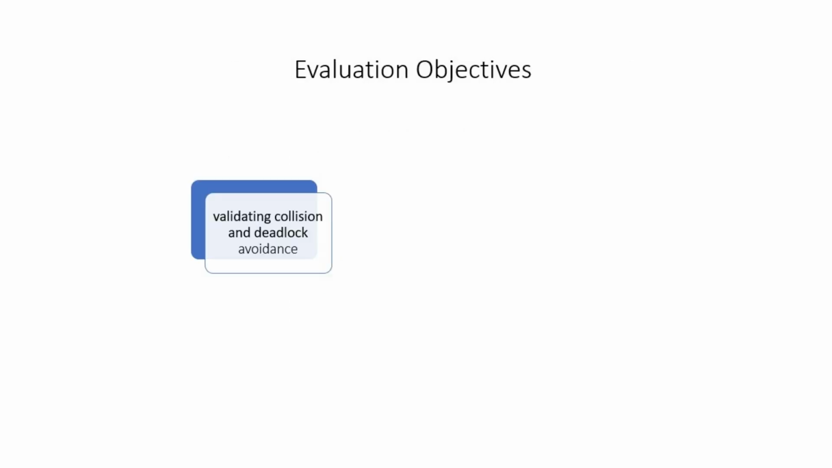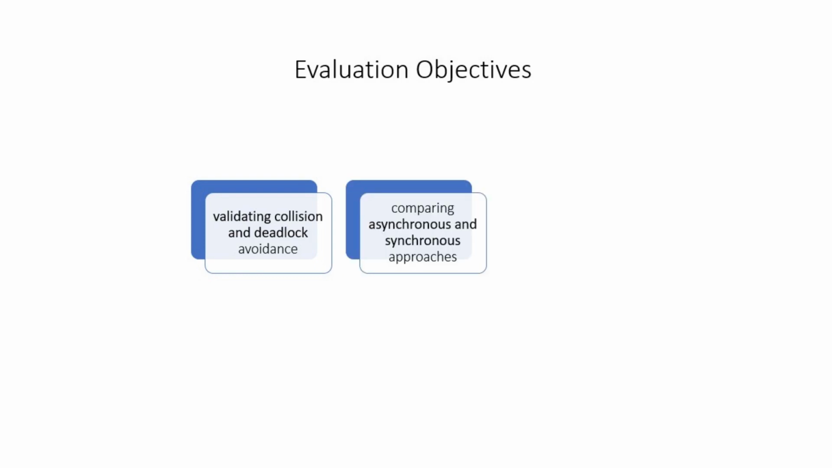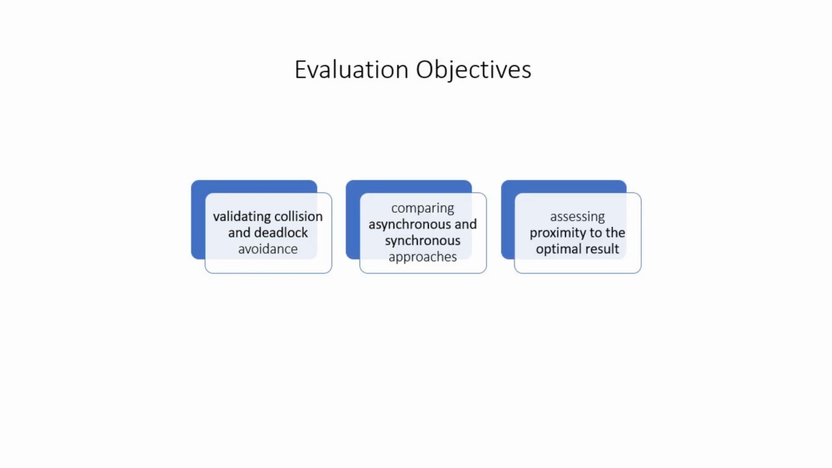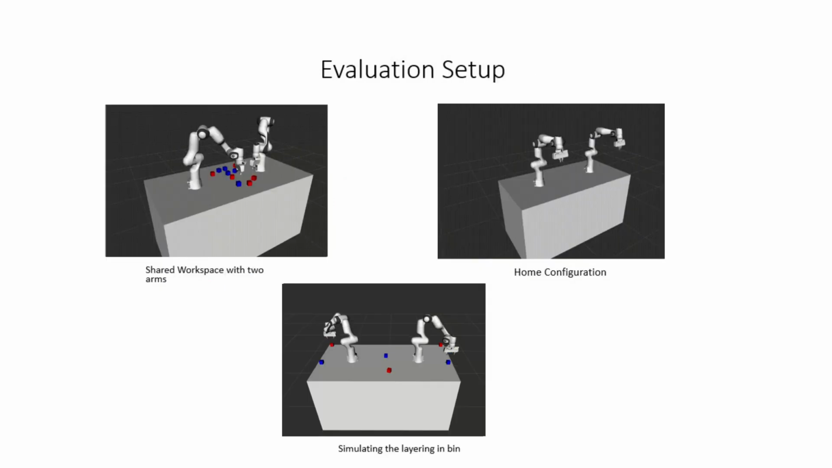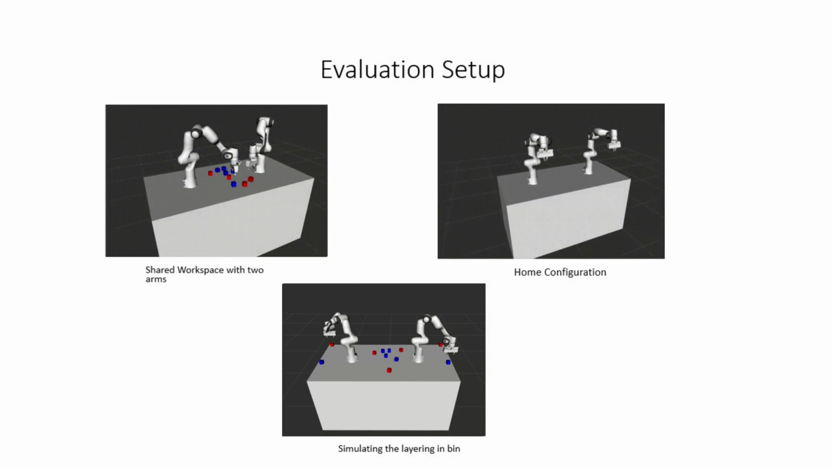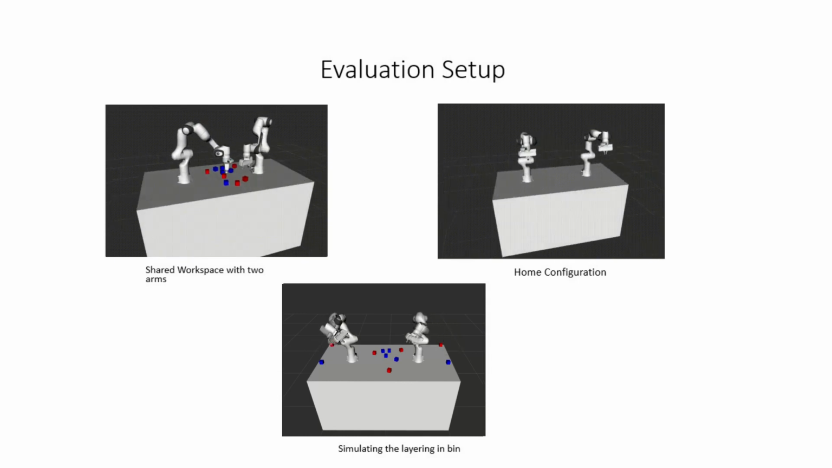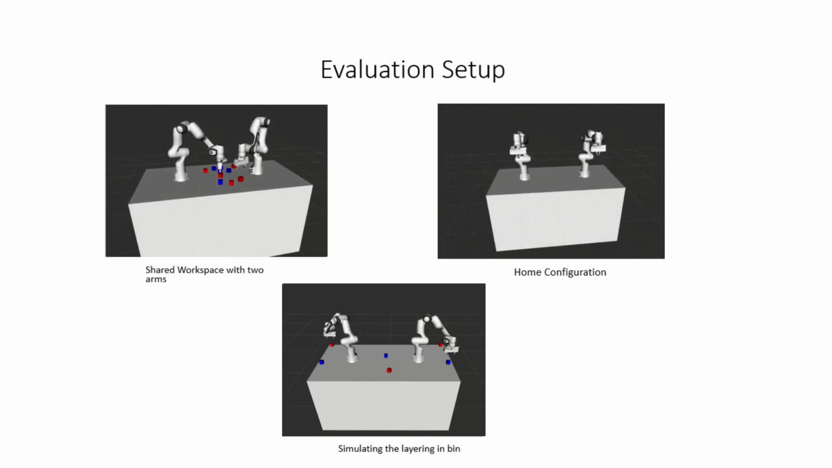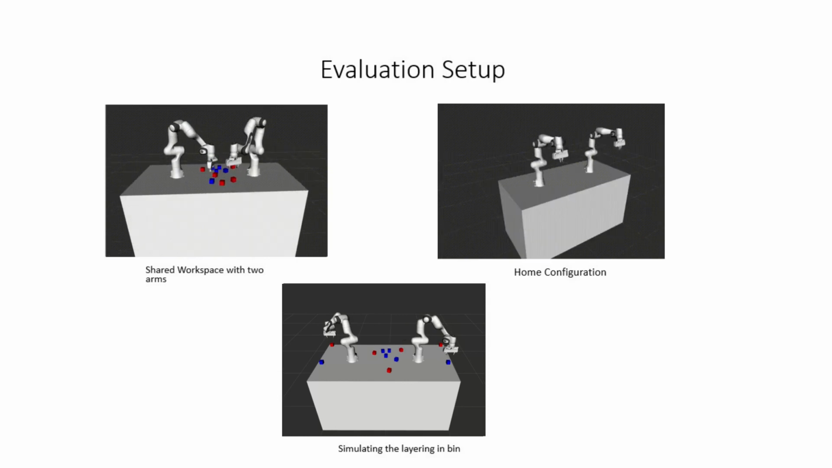Our evaluation objectives include validating collision and deadlock avoidance, comparing asynchronous and synchronous approaches, and assessing proximity to the optimal result. Our experiments involve two 7-degrees-of-freedom Panda robot arms operating in a shared workspace. Both arms begin with predefined home configurations, and are tasked with picking and placing cubes from a shared bin in color-ordered trays on their respective sides.